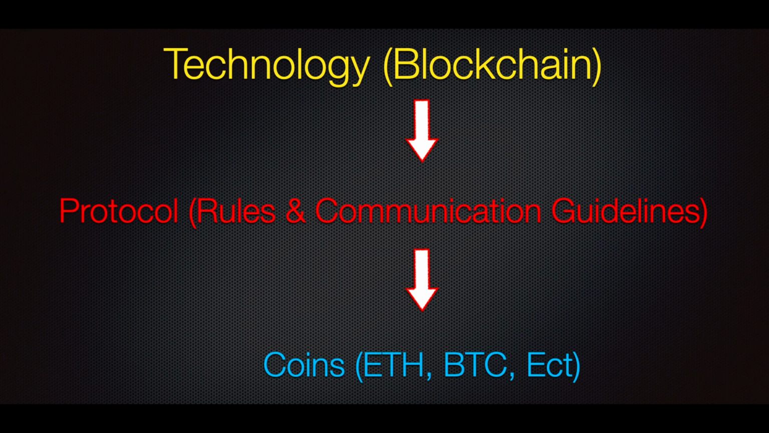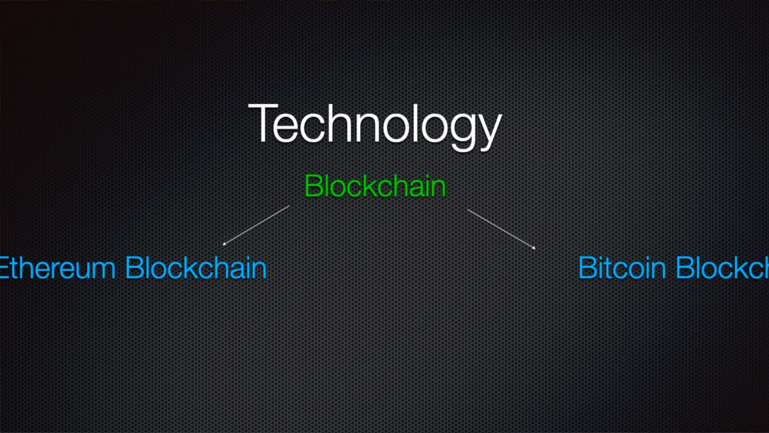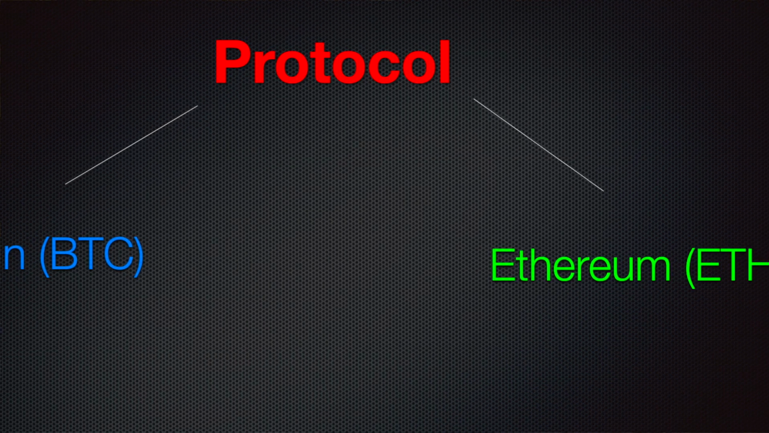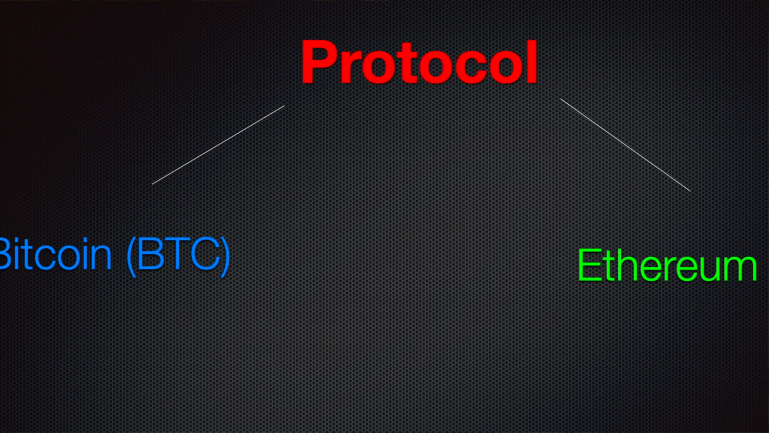The difference between protocol and blockchain is simple. Blockchain is the umbrella term, the technology itself. Bitcoin is built on the blockchain network for Bitcoin. Ethereum is built on the blockchain for Ethereum. Bitcoin and Ethereum are protocols on their blockchains. So the blockchain is the technology itself, and Bitcoin is the protocol on that network.